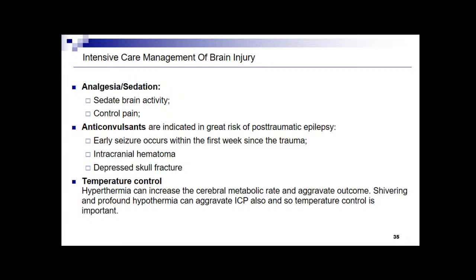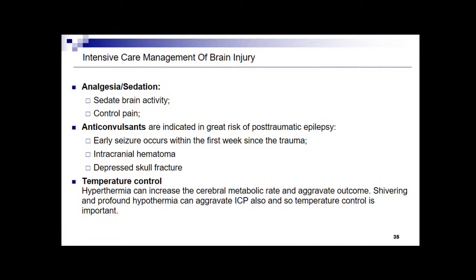Sedate brain activity. Why is it so important? Brain activity should be sedated to reduce the metabolism of the brain. When the metabolic rate becomes slow, the demand for oxygen in brain tissue will be reduced, and secondary injury to brain tissue will be minimal.